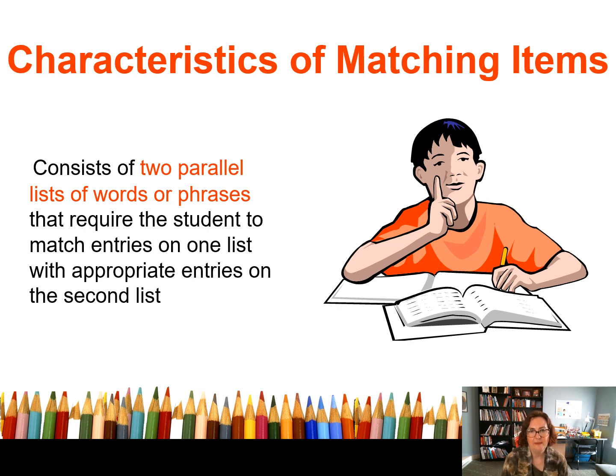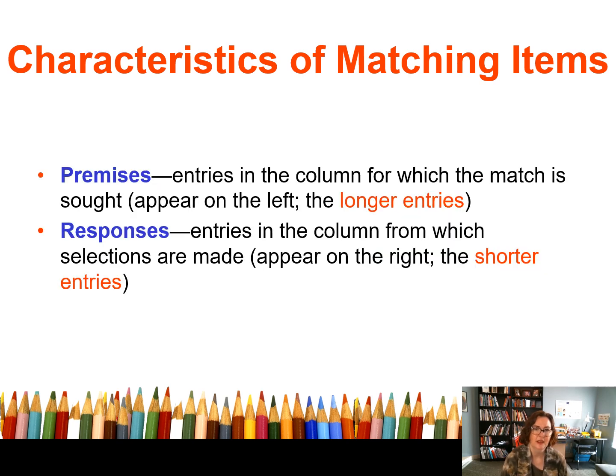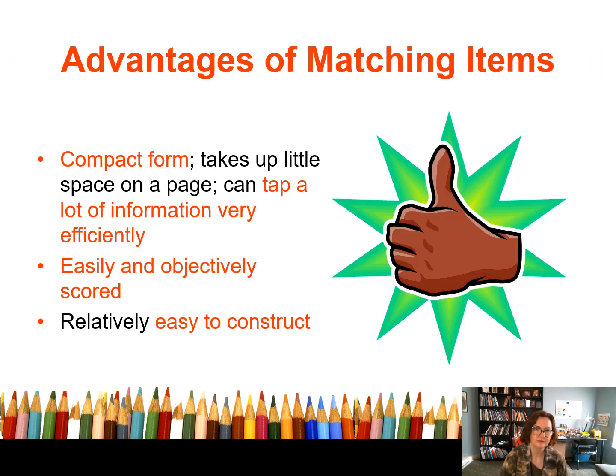Now we're going to talk about matching items. These consist of two parallel lists of words or phrases that require students to match the entries on one list with the appropriate entries on a second list. The premises are the entries in the column that the match is sought after. They appear on the left and they're the longer entries. The responses are in the column that you select from. They appear on the right and they're the shorter entries.